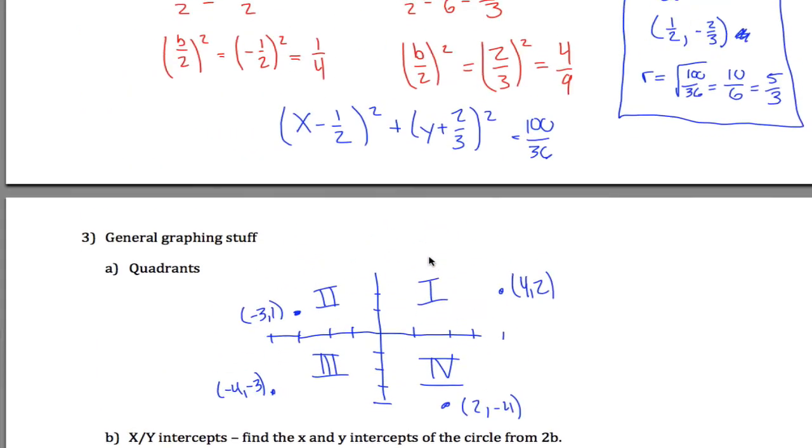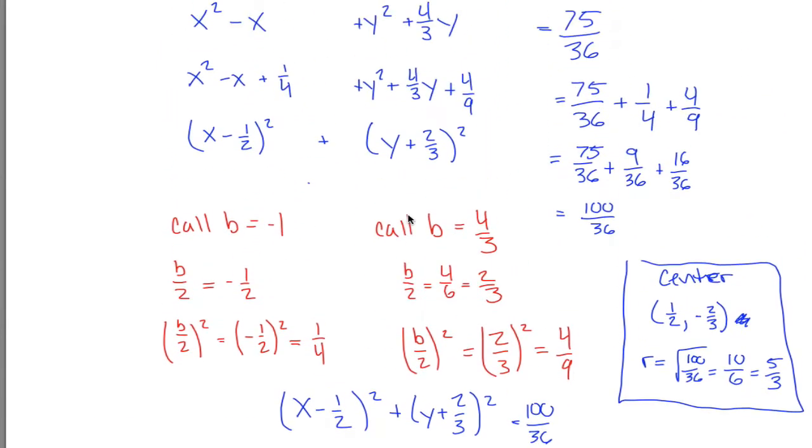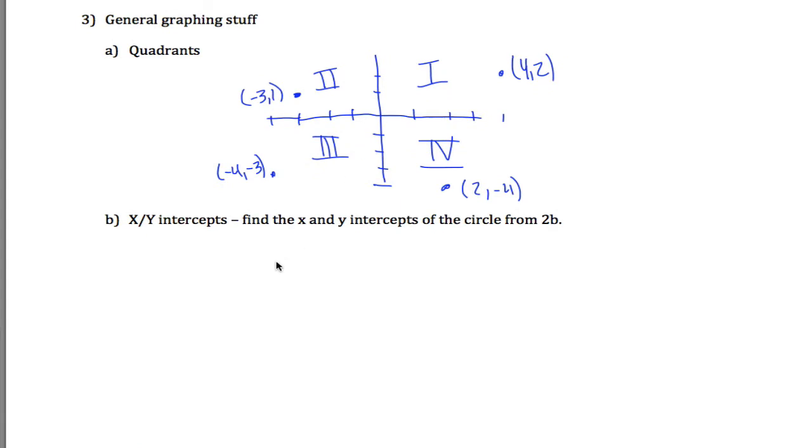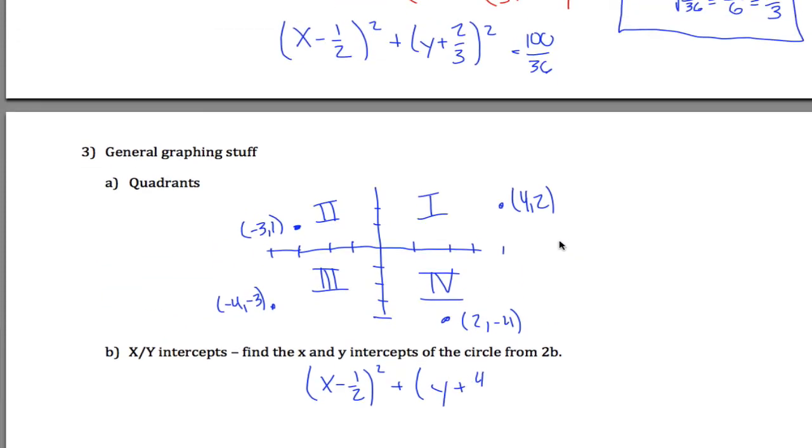So you can get a circle like, what was our answer to 2b? Like this mess, (x - 1/2)² plus (y + 4/3)². Was it 4/3 or 2/3? 2/3.